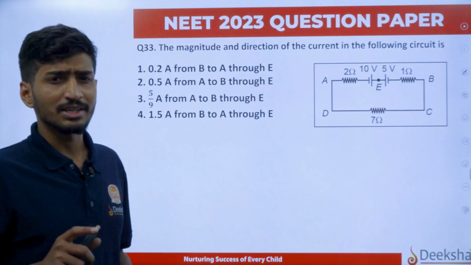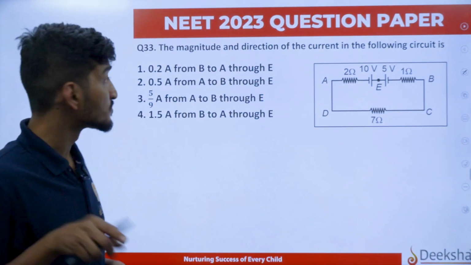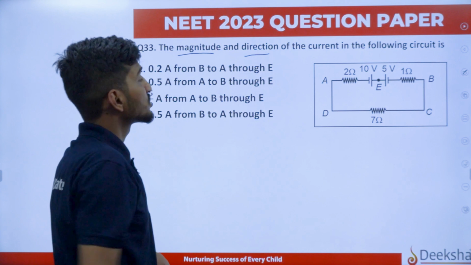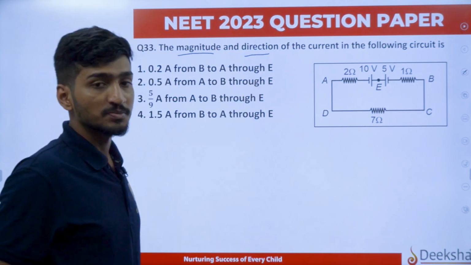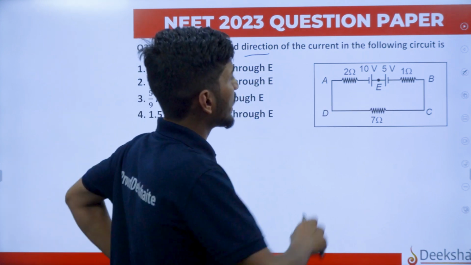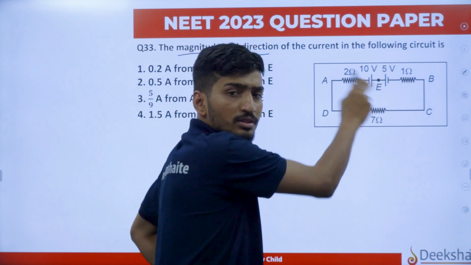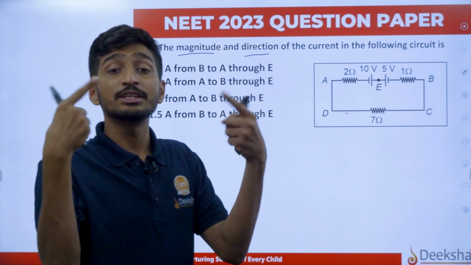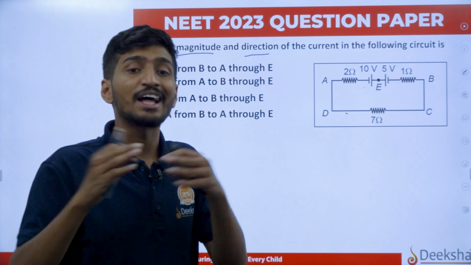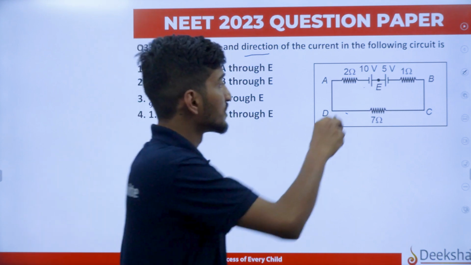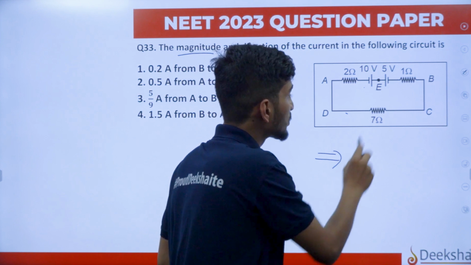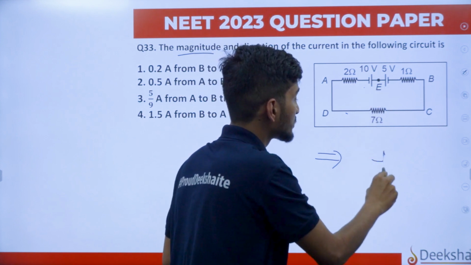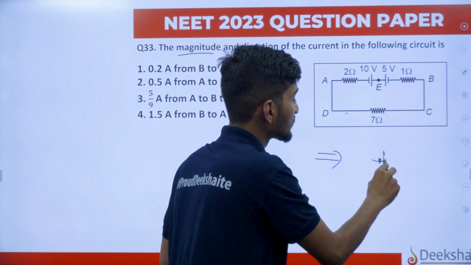A simple question from current electricity, should not be very difficult. Let's see. Magnitude and direction of the current in the following circuit is. Let's observe the circuit. The circuit has two batteries, one 10 volt and one 5 volt. Understand that these two batteries are acting in the opposite sense to each other, so they're cancelling each other out.